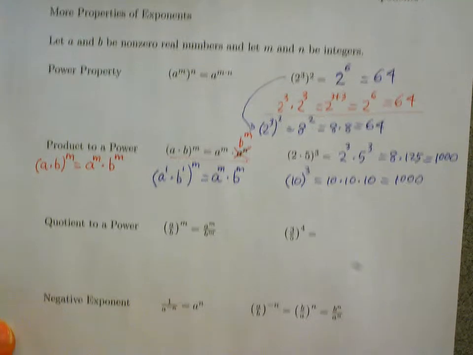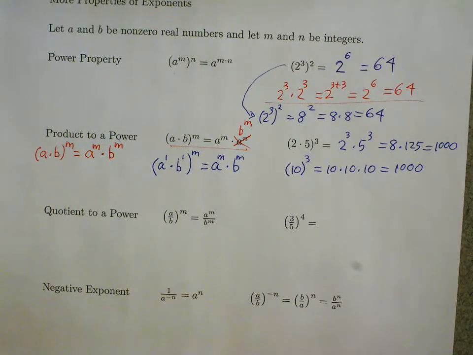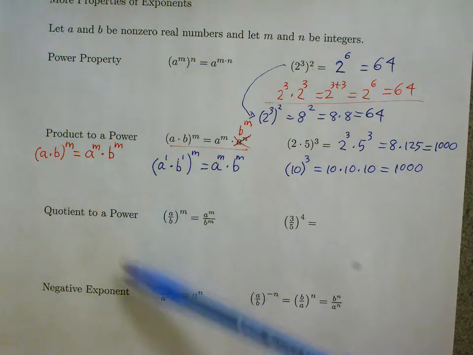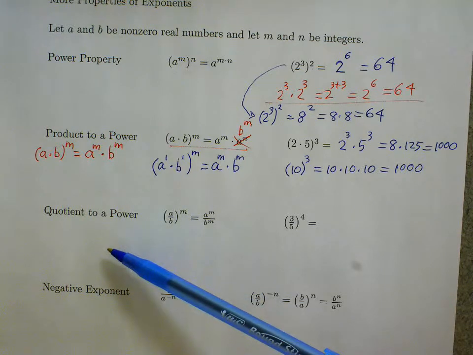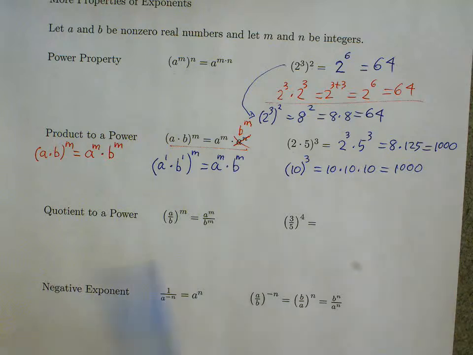Okay, the next property, a quotient to a power. A quotient is like a fraction. It's a rational expression, meaning that it's the ratio of two things. So there's something in the numerator and something in the denominator. So we have a quotient, a over b raised to the power m. And so that will simplify to a to the m in the numerator divided by b to the m in the denominator.